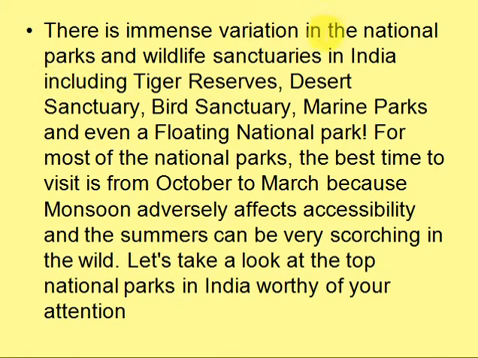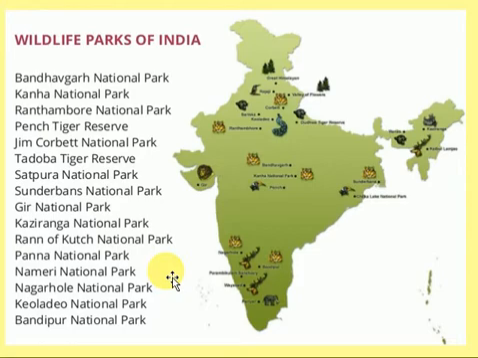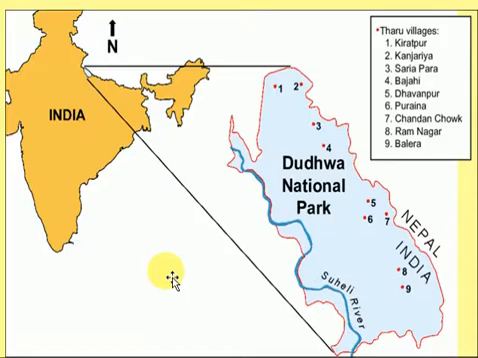There is immense variation in the national parks and wildlife sanctuaries in India, including tiger reserves, desert sanctuaries, bird sanctuaries, marine parks, and even a floating national park. For most of the national parks, the best time to visit is from October to March, because monsoons adversely affect accessibility and the summers can be very scorching in the wild. Let's take a look at the top national parks in India worthy of your attention. We'll be discussing some examples, 4 to 5 national parks.